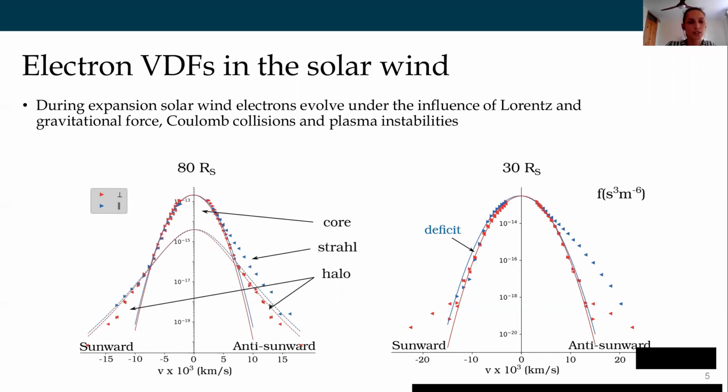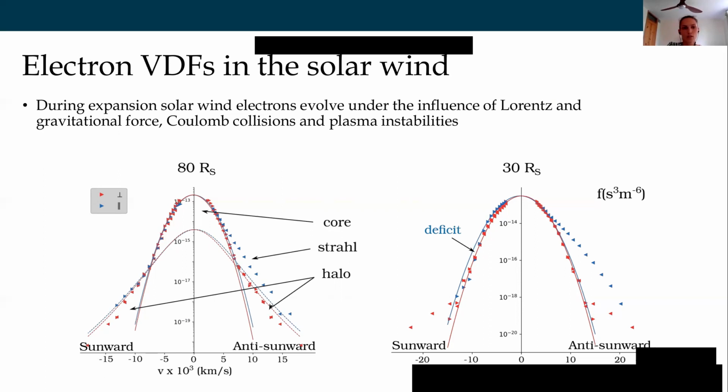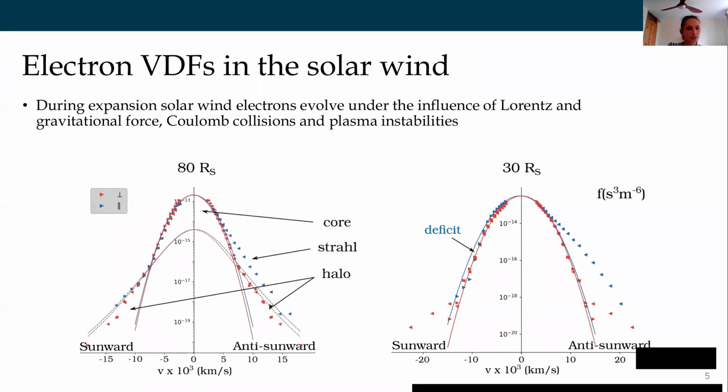Then we have this high energy tail at all pitch angles, which is represented by the halo population, and here I fit it with a kappa distribution function. And then only in the direction parallel to the magnetic field, we have a population called the strahl. This is a beam-like population which streams away from the sun along the magnetic field. But in the heliosphere, these electrons move under the effect of Lorentz and gravitational forces, Coulomb collisions, and plasma instabilities.